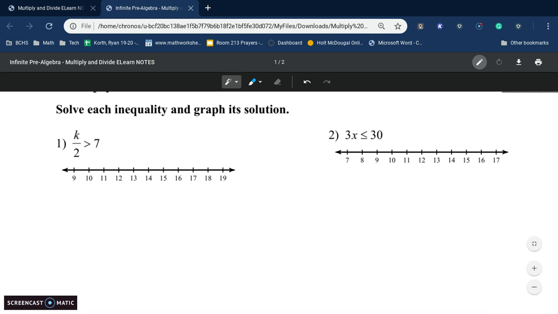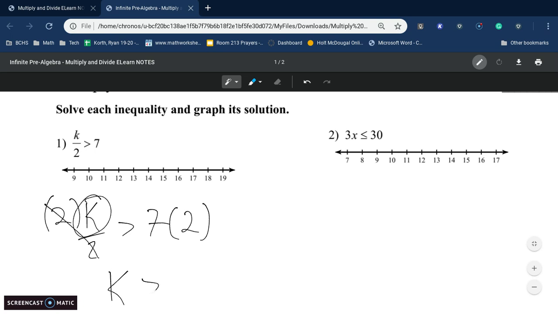All right, so I'll try and make it nice and quick today. K over 2 greater than 7. What operation is happening to K? K is being divided by 2. We undo division with multiplication. We want K to be by itself, so we multiply by 2. What's left? K greater than 14. Did we multiply or divide by a negative? We did not. So we're going to use an open circle. We're going to go to the right.